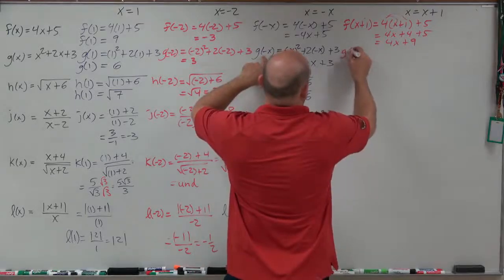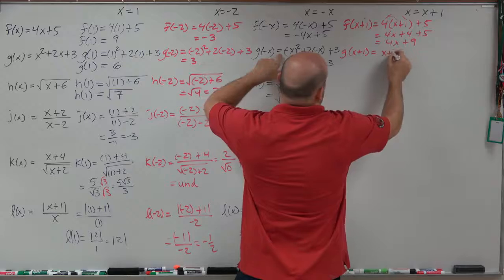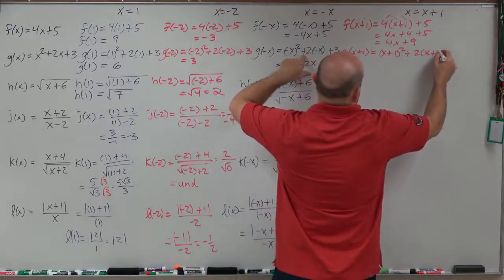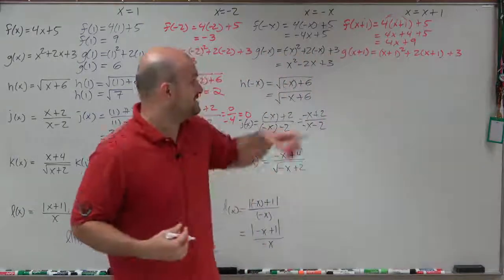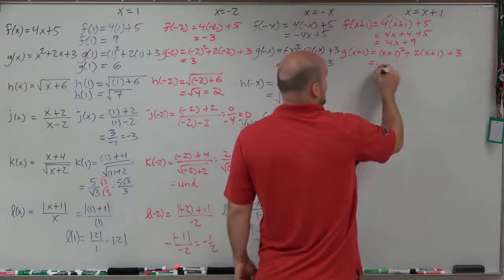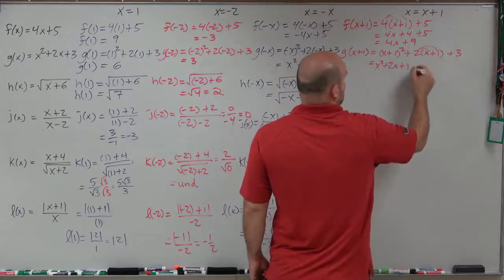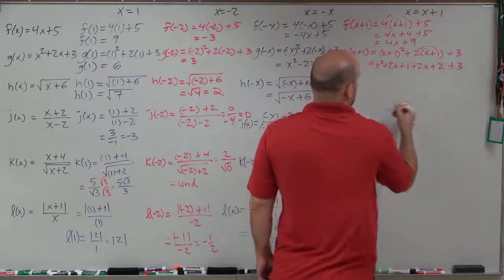This next one is obviously going to take some more work. We're going to have x plus 1 squared plus 2 times x plus 1 plus 3. In this case, we need to expand this binomial, so make sure you know how to expand a binomial. That's going to be x squared plus 2x plus 1. Apply the distributive property here, which gives a positive 2x plus 2, and then plus 3.